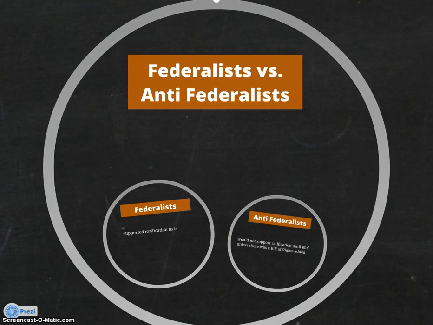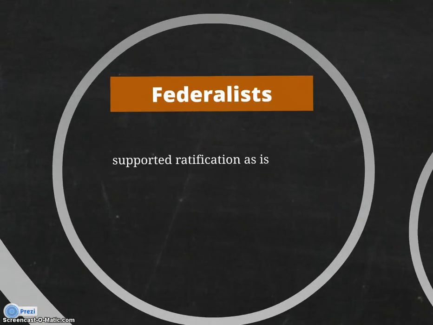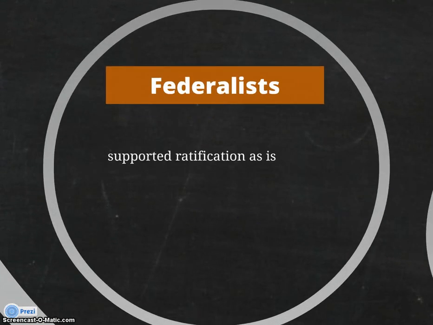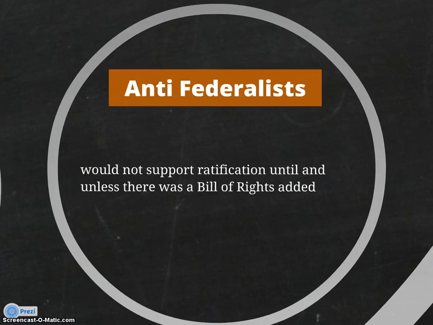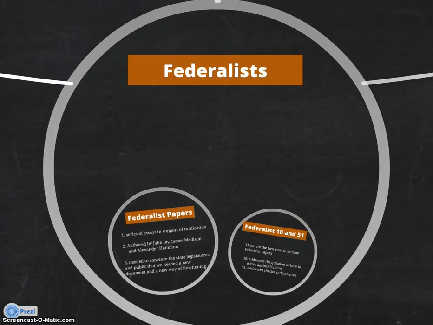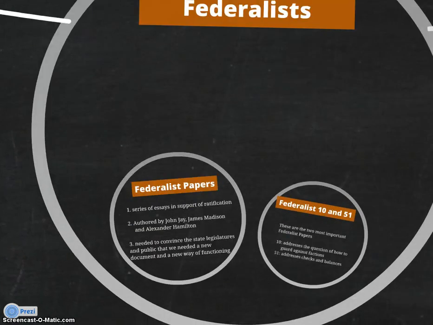All right, so the big argument when ratifying the Constitution was the Federalists versus the Anti-Federalists. The Federalists supported the ratification of the Constitution as it was written. Conversely, the Anti-Federalists would not support ratification until and unless there was a Bill of Rights added, because they felt that the government was too intrusive. So let's look a little bit more closely at the Federalists.